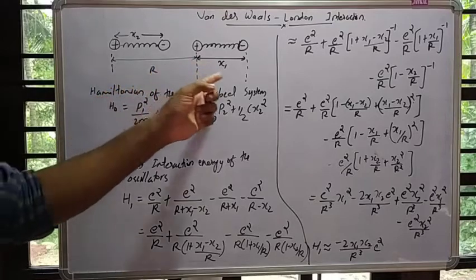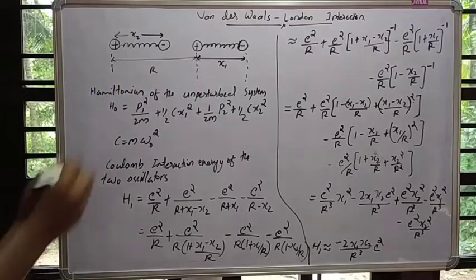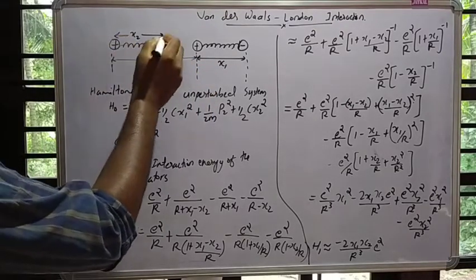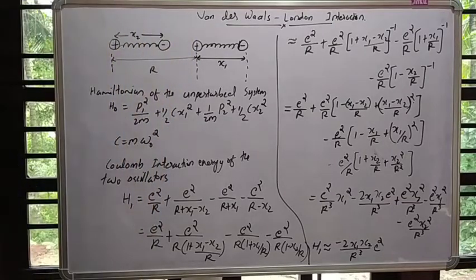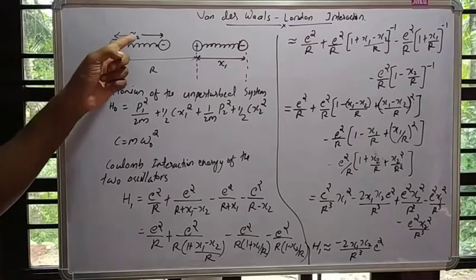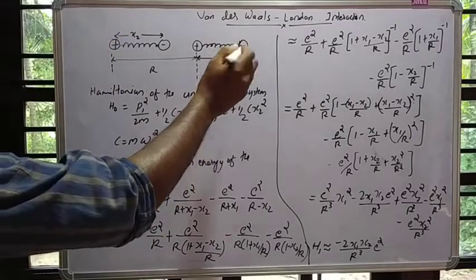Let us consider two different atoms. For each atom, the center of the positive charges and the negative charges keep a distance apart. That is x2 for this atom, and x1 for the other.